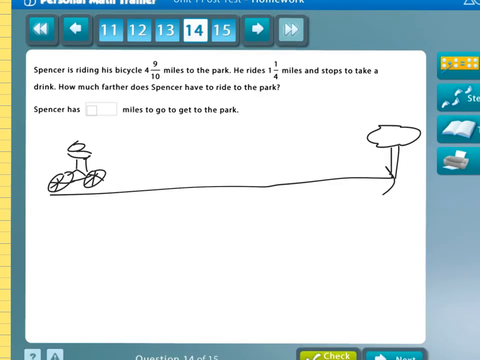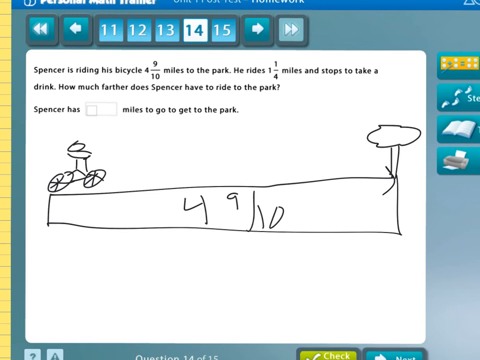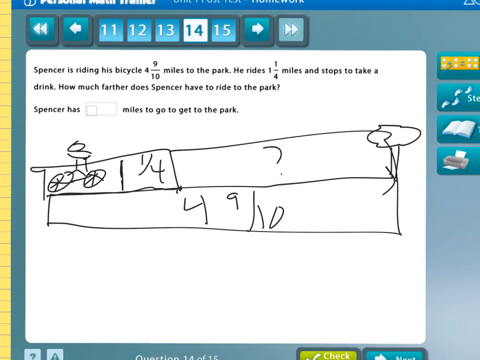Alright, with any word problem, you're going to unpack it. Spencer's riding his bicycle 4 9/10 miles to the park. So when he starts, he has to go a total of 4 9/10. I'm drawing a picture model to help me understand the problem. So the first part is he rides for 1 1/4 miles. 1 1/4 miles here, and then he stops to take a drink. So how much farther does he need to go?